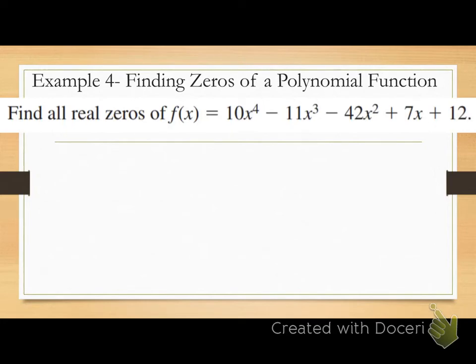Find all real zeros of f of x equals 10x to the 4th minus 11x cubed minus 42x squared plus 7x plus 12. Do I have any GCFs I can factor out? No. Can I factor this using any of my other factoring methods? No. So what must I need to use? A rational root theorem.